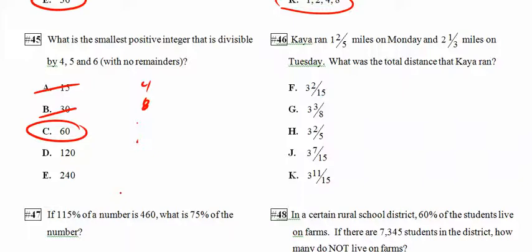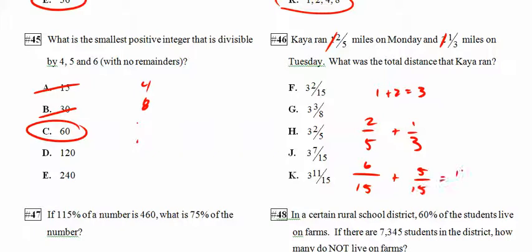Add 1 2/5 and 2 1/3. Well, I noticed that 1 plus 2 is 3, so I can yank that off of these. Now I've got 2/5 plus 1/3, which is 6/15 plus 5/15, 11/15. Done.